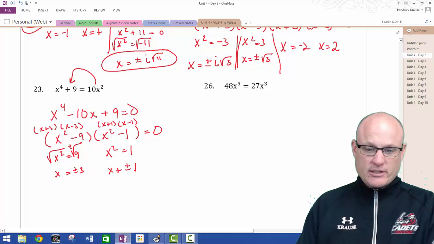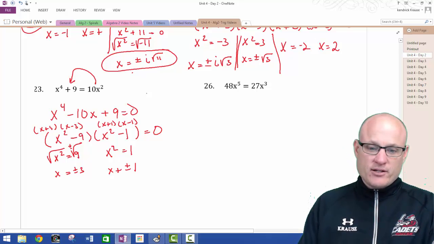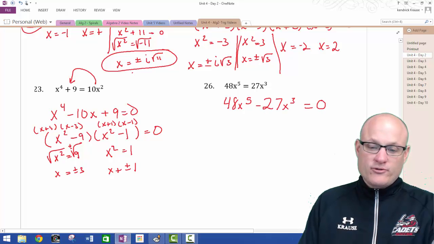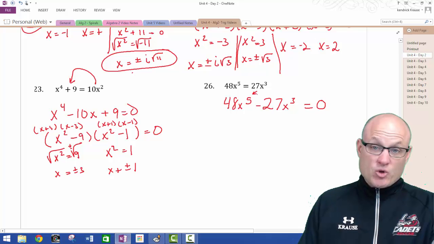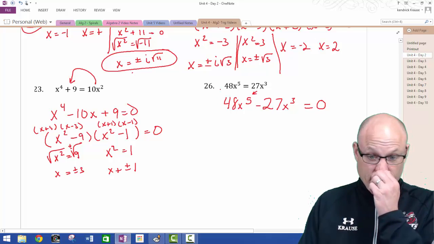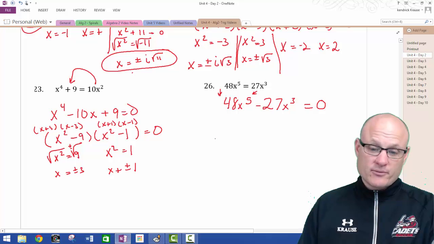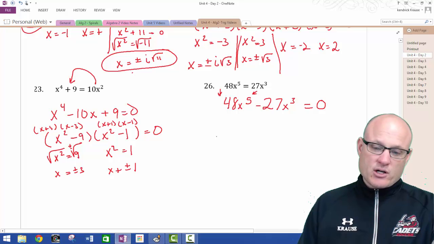What in the world am I going to do with this problem? Well, first of all, I know that if I'm going to solve it, I probably want to set it equal to 0. So I'm going to go 48x to the 5th minus 27x cubed. I want to make sure that my largest degree always has a positive leading coefficient. It makes life so much simpler. Let's see, what's the largest number that I can take out? I think the largest thing I can take out is actually a 3. And I'm also going to take out an x cubed.